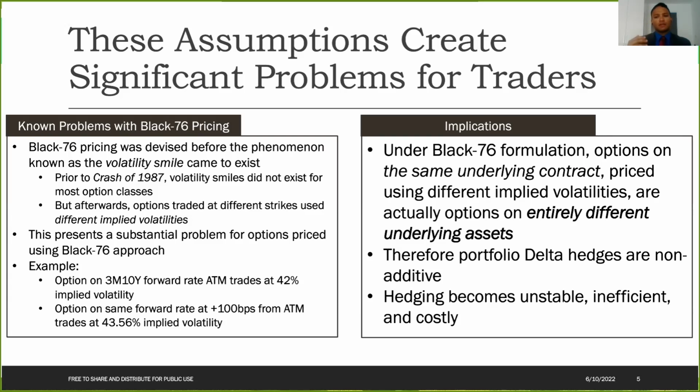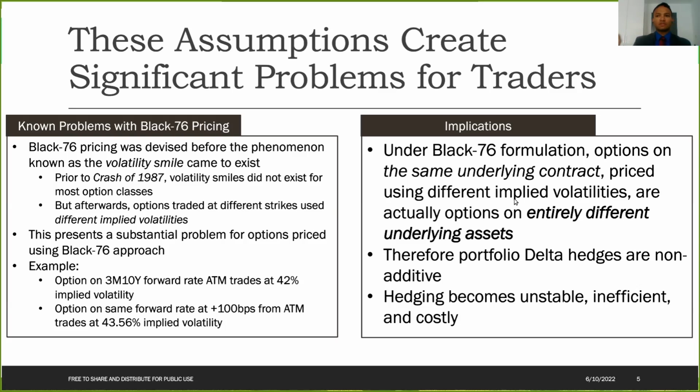You see, the 1976 result was devised before we ever observed this idea of volatility smile. Back before the great crash of 1987, volatility smiles didn't really exist in the market. Pretty much the market behaved the way that the formula said it would. But from 1987 onwards, in many asset classes, if not most of them, we did observe a smile in the market. What does that mean?